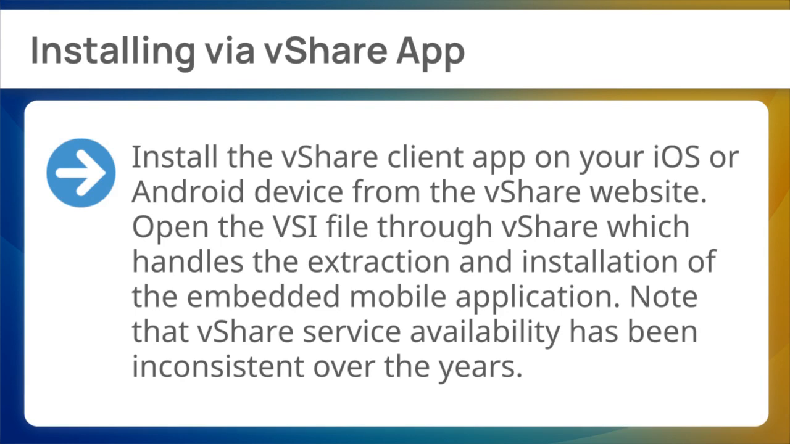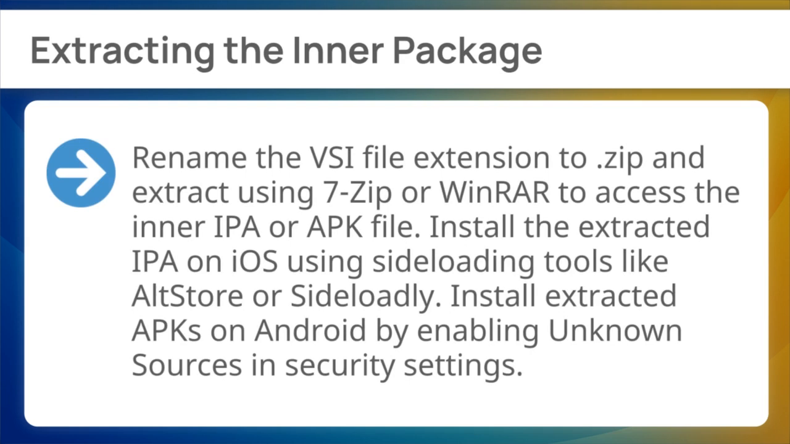Note that vShare service availability has been inconsistent over the years. Next, extracting the inner package. Rename the VSI file extension to .zip and extract using 7-zip or WinRAR to access the inner IPA or APK file. Install the extracted IPA on iOS using sideloading tools like AltStore or Sideloadly. Install extracted APKs on Android by enabling unknown sources in security settings.